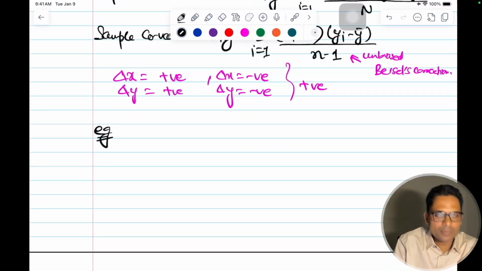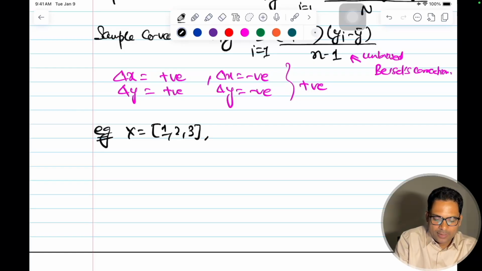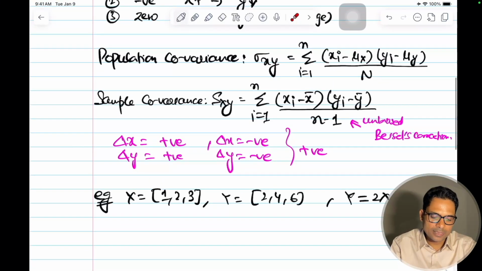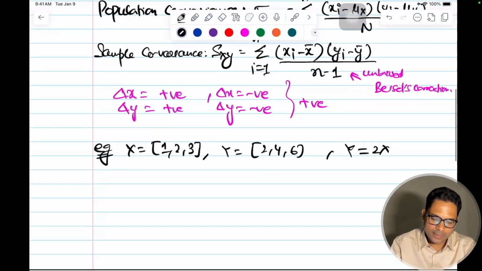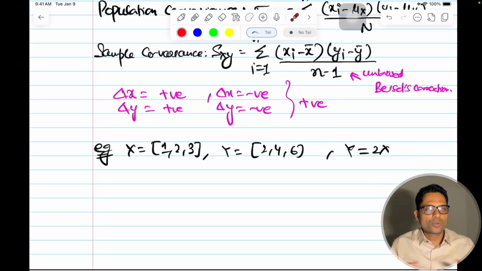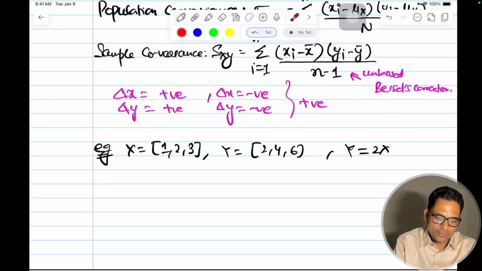For example, we'll do a sample covariance. It's a very simple example. x is 1, 2, 3, and y is double of it, 2, 4, 6. You can clearly see that y is equal to 2x. There's a clear relationship, y is equal to 2x, which means the covariance should be positive. So let's compute it quickly and see.